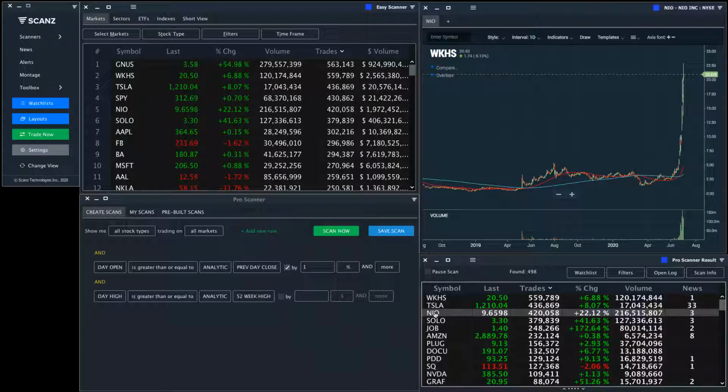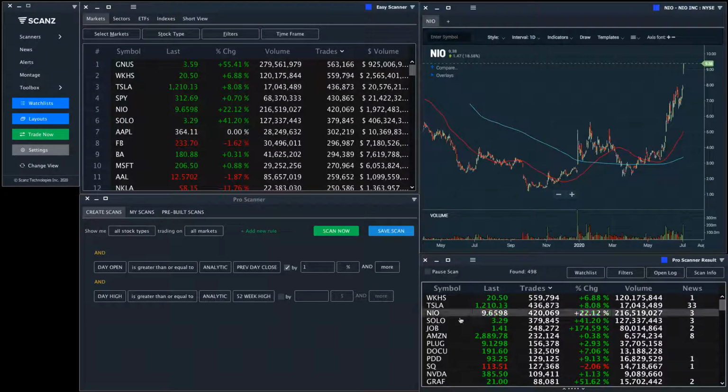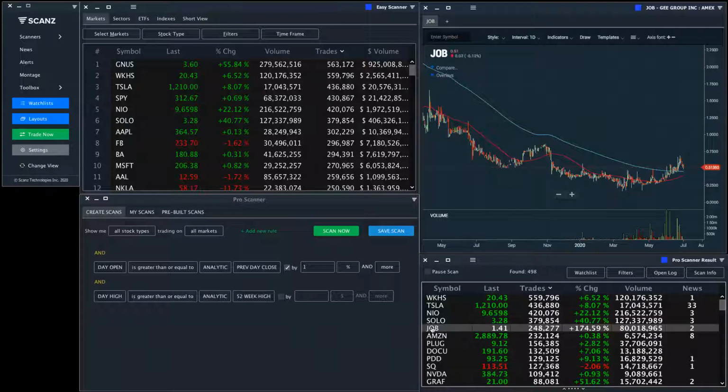We already looked at Tesla. Now I can look at NIO. We can see that this stock too set a new 52-week high right here and gapped up. And now we have a lot of similar opportunities as the Tesla trade. I could keep clicking through these to find the ones that interest me.